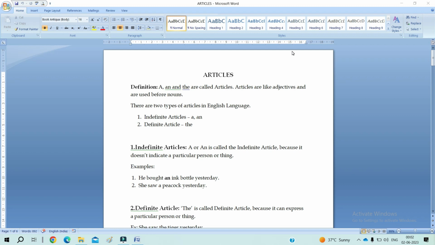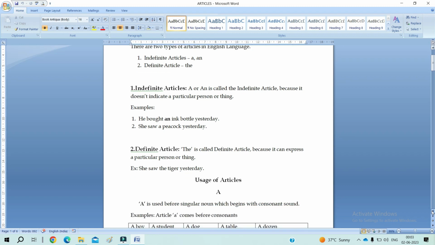Indefinite article: a or an is called the indefinite article because it doesn't indicate a particular person or thing. Let us see some examples. He bought an ink bottle yesterday. She saw a peacock yesterday. And likewise, the definite article.